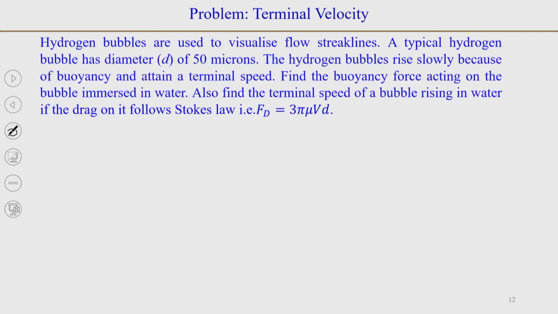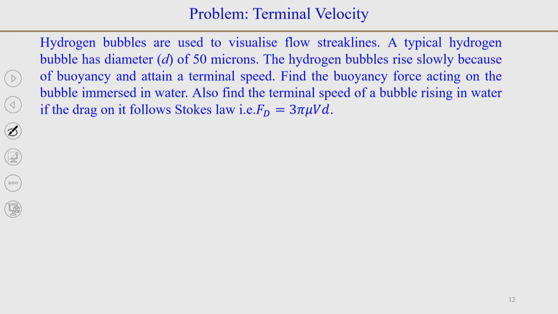Okay. So, let us look at the next problem, which is about buoyancy. It says that hydrogen bubbles are used to visualize flow streak lines. A typical hydrogen bubble has a diameter of 50 microns, and the hydrogen bubbles rise slowly because of buoyancy and attain a terminal speed. What we need to find is the buoyancy force acting on the bubbles immersed in water, and we also need to find the terminal speed of a bubble rising in water if the drag force is this.